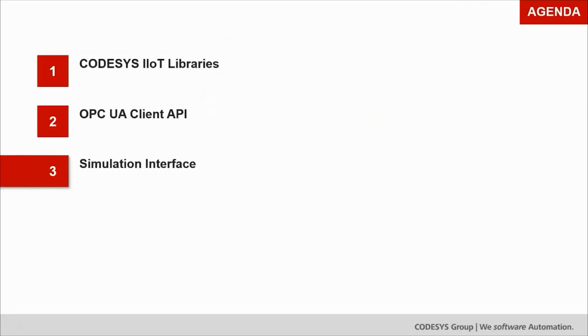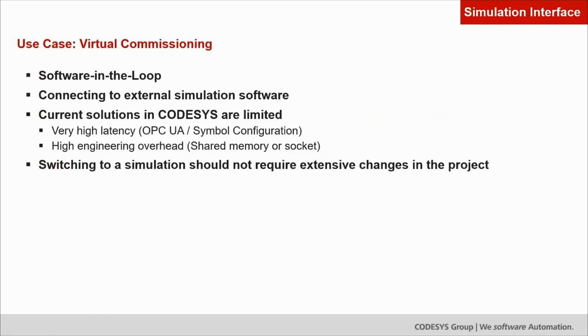Finally, I will talk about the new simulation interface in CODESYS. I already made a quick teaser about the introduction of this feature in the feature briefing during March. So the general idea is to improve the use case of doing a virtual commissioning for machines. It is intended for a software-in-the-loop simulation and to be able to easily connect external simulation software to CODESYS. The current solutions in CODESYS are limited.